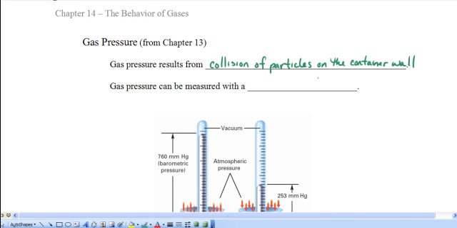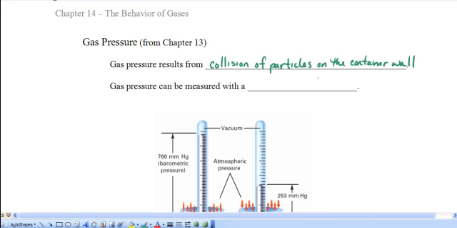Or oftentimes you don't even have to have a container. Pressure results from the collision of particles on a surface. And so when we deal with, say, atmospheric pressure, it's simply the collision of the particles and the weight of the atmosphere pressing down on the surface of the Earth.